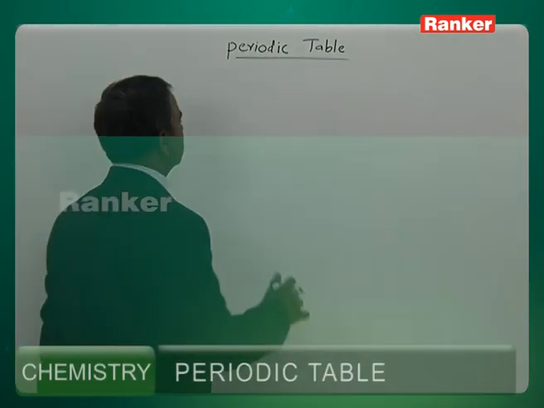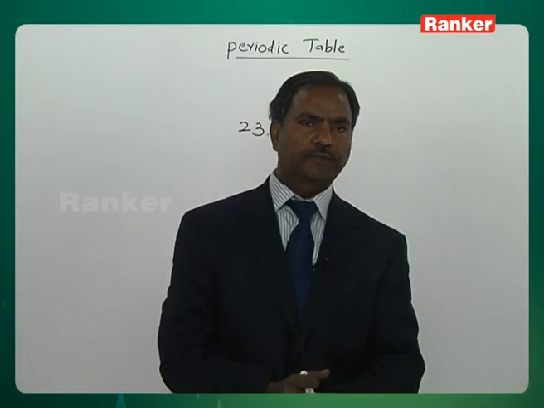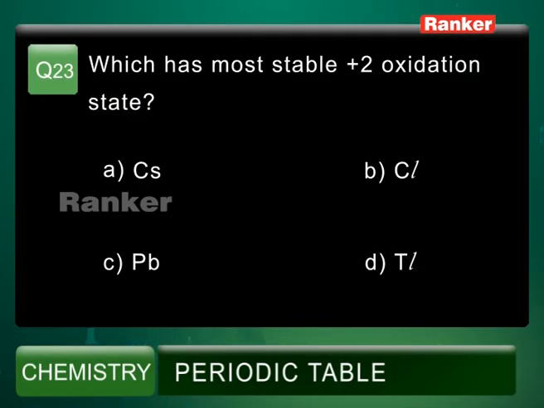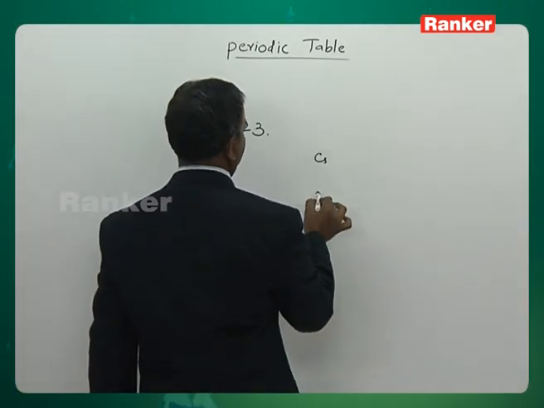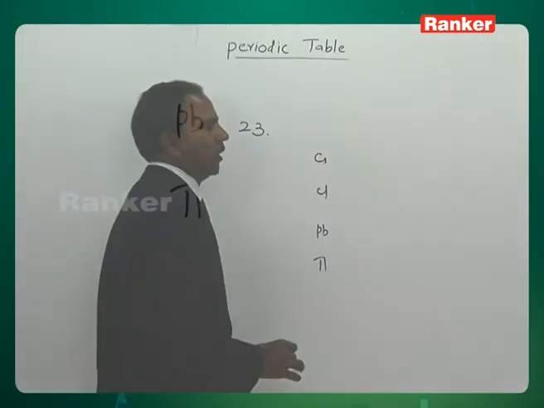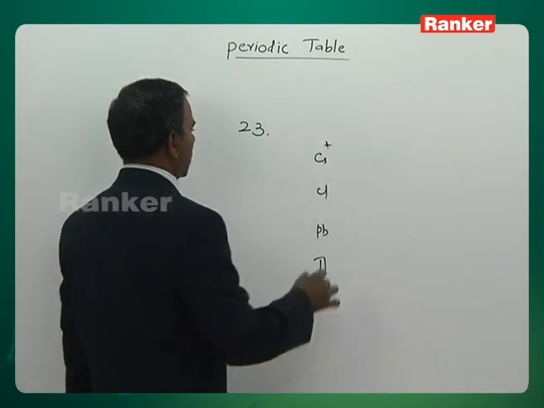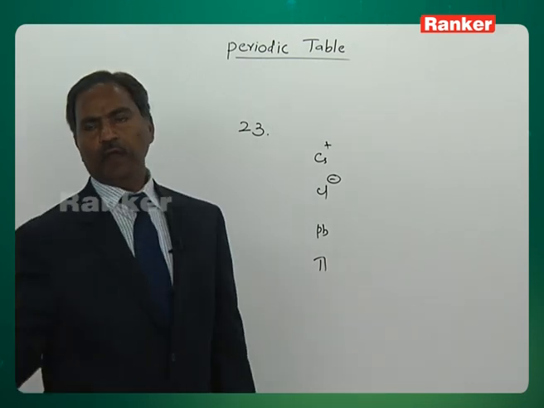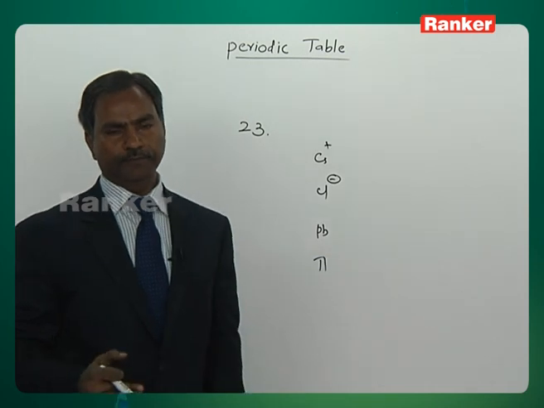Question number 23, which has the most stable +2 oxidation state among these? The options given are cesium, chlorine, lead and thallium. Cesium, being a first A group element, always exhibits +1 only. For chlorine, the most common oxidation number belongs to the 7th A group, and it always forms the uni-negative anion Cl-, which is most stable.